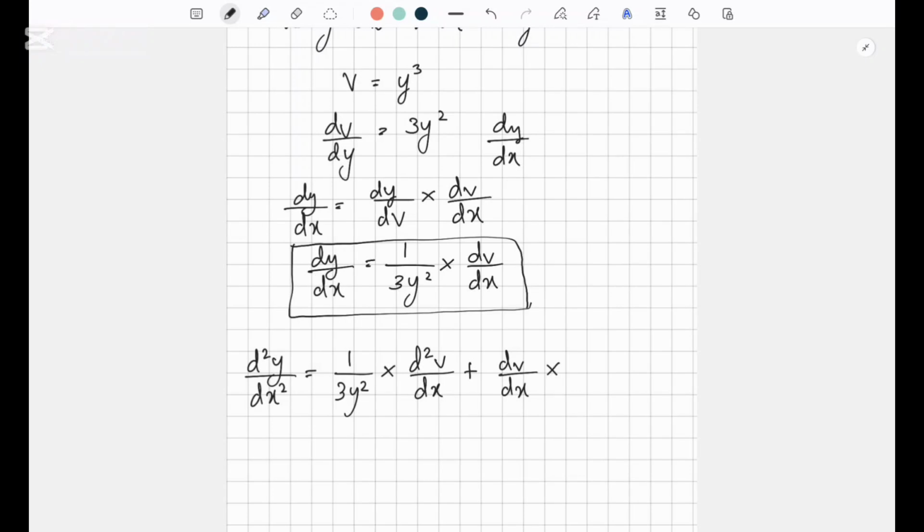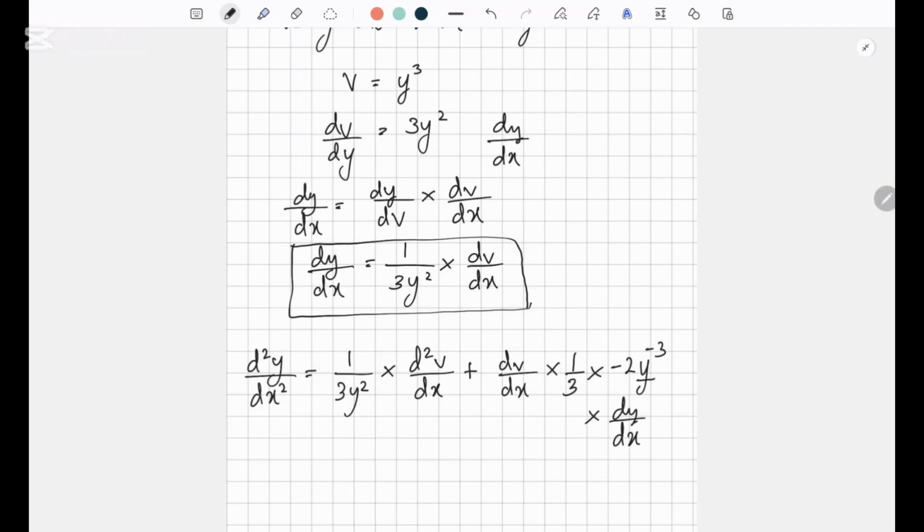So what's the differentiation of 1 over 3y squared? It's 1 over 3 times y to the power minus 2 comes up, right? So the differentiation of y to the power minus 2 is minus 2 times y to the power minus 3. But don't forget, you have to multiply this, since you're differentiating y in terms of x. So what's the differentiation of y in terms of x? It's dy over dx, right?